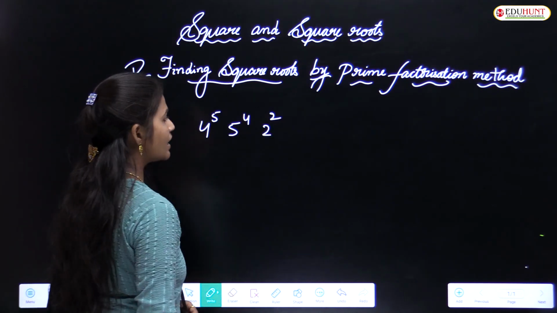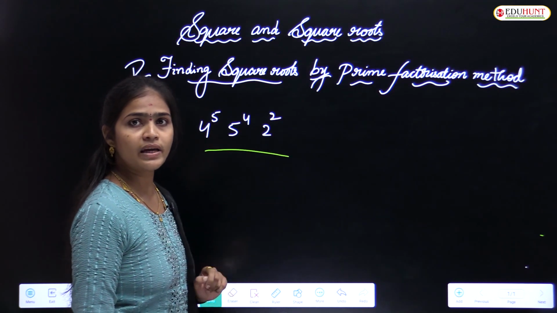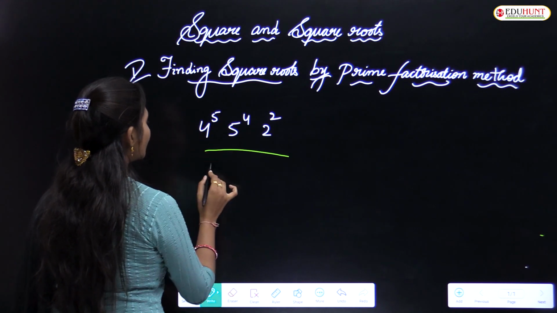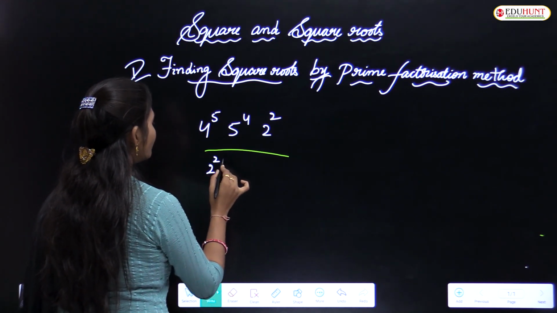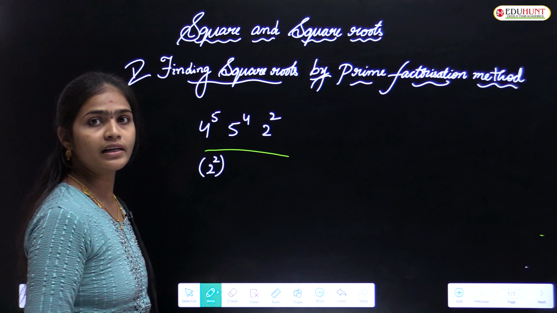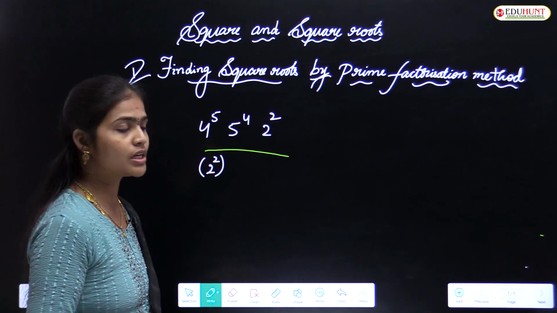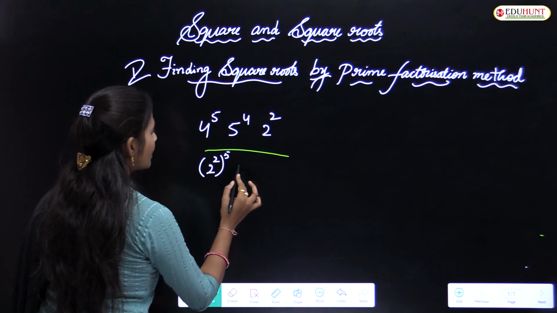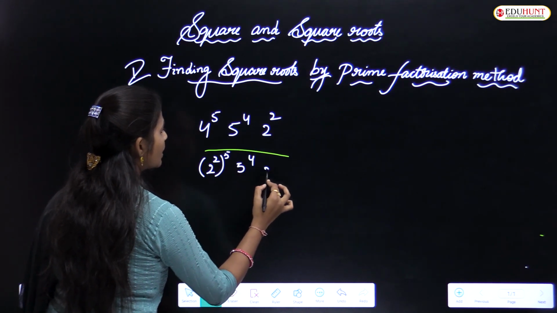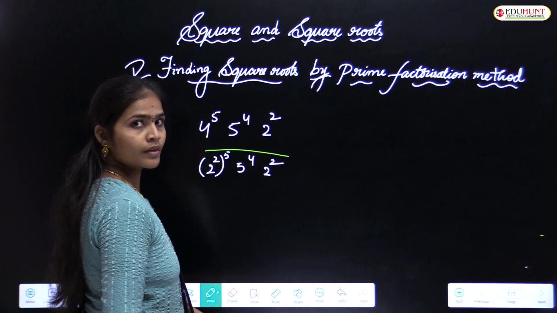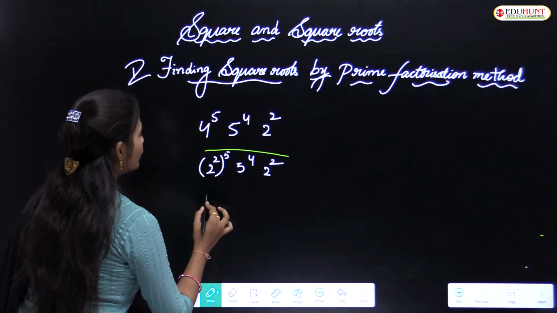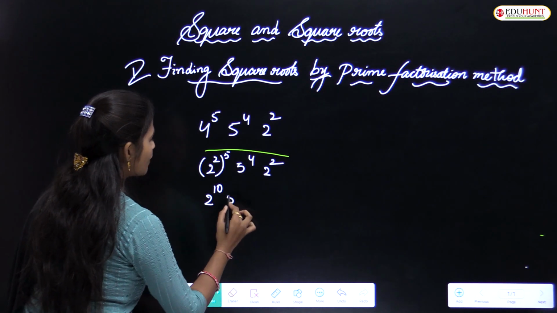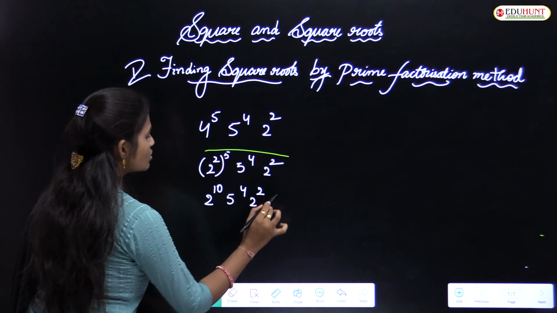Okay, here square is there. Is it a perfect square or not? How can we check? Yes, 4 power 5 we can write as 2 square, no? Why? Because we need to write that as a prime factorization. So we can write this as 2 square power 5, and this is 5 power 4, and this is 2 square. So 2 power 2 into 5 is equal to 10, and this is 5 power 4, this is 2 square.